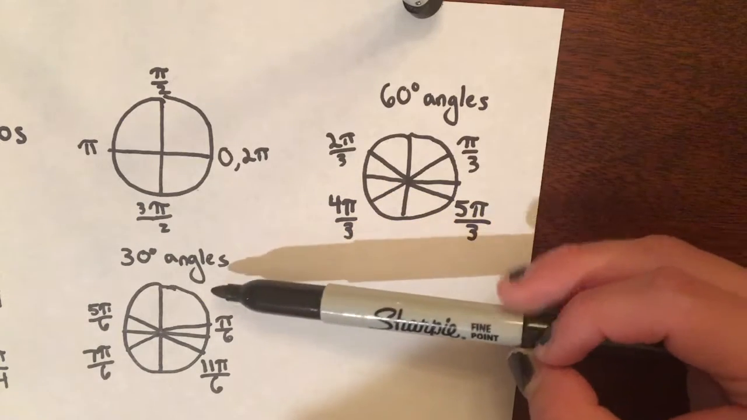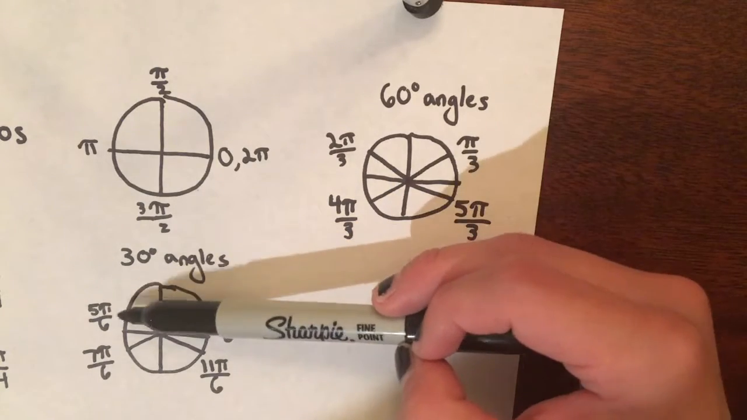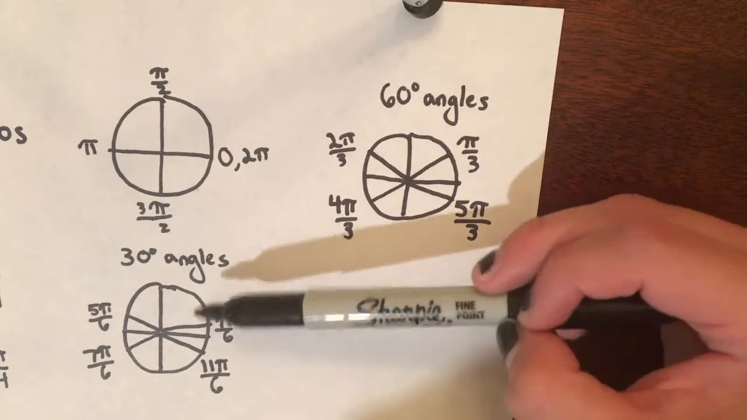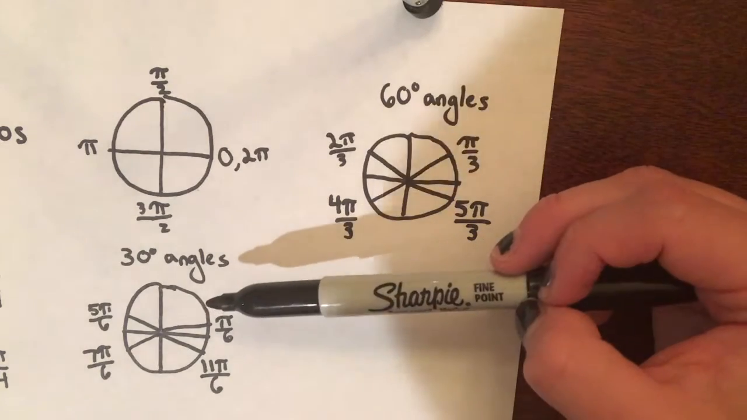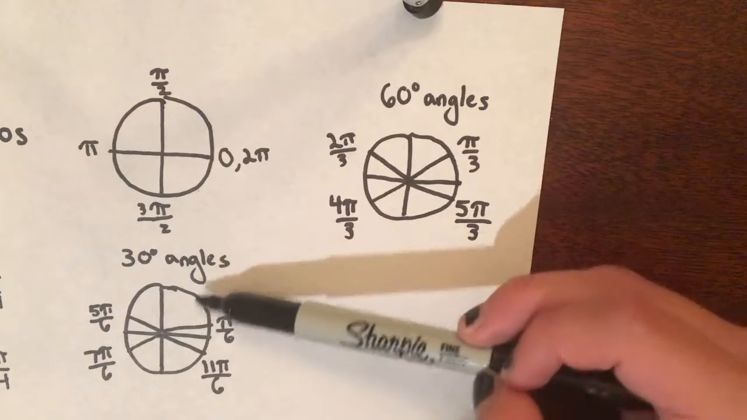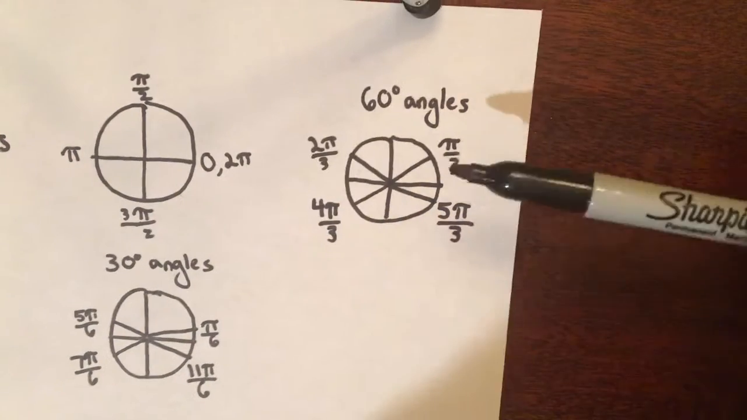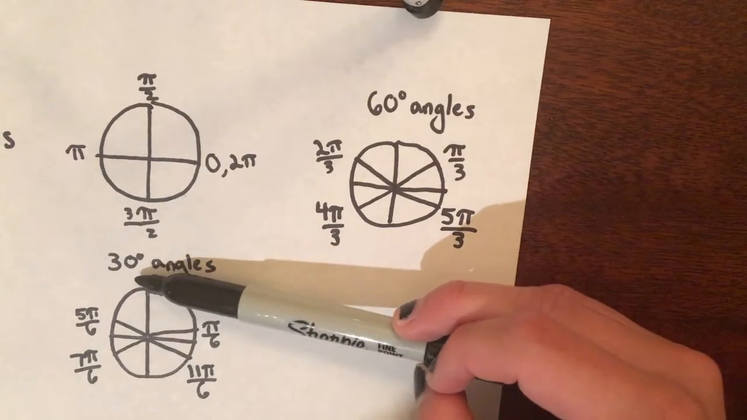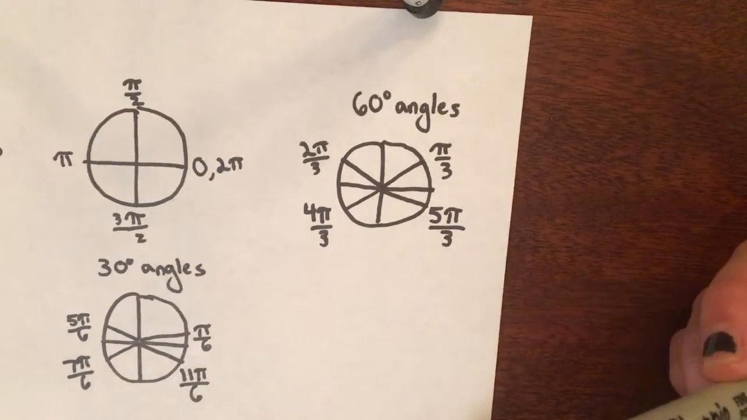Here are the 6's, so pi over 6, 5 pi over 6, 7 pi over 6, and 11 pi over 6. I just didn't write all of them because the other values of them can be reduced. So for example, if I had 2 pi over 6 here, that could be reduced to pi over 3, so I just didn't write those ones. And these ones will be the 30-degree angles.